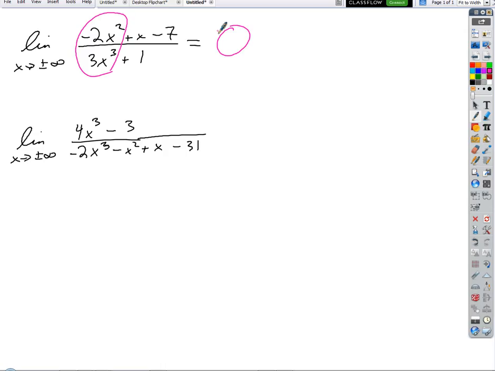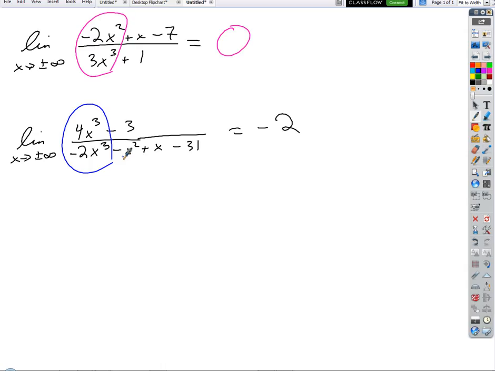Okay. What about this one right here? The answer is -2. Good. And once again, what's our reasoning for that? Because the x's cancel out. Good.